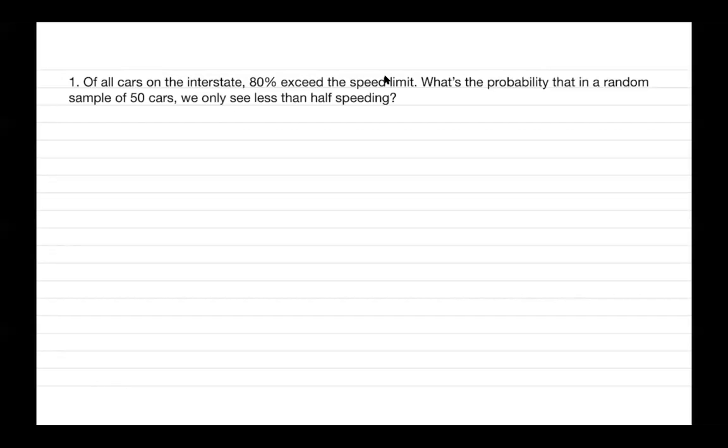Cars on the interstate, 80% exceed the speed limit. What's the probability that in a random sample of 50 cars, we only see less than half of them speeding?